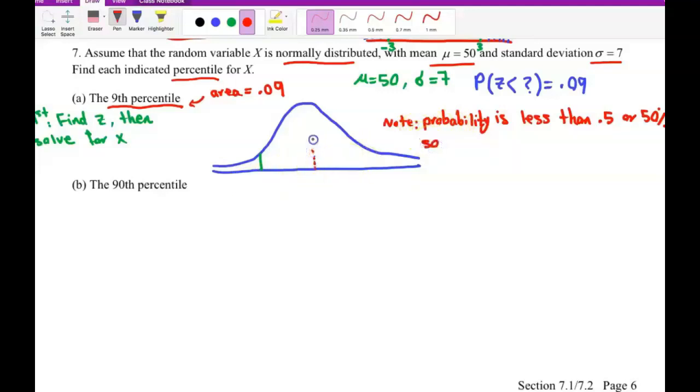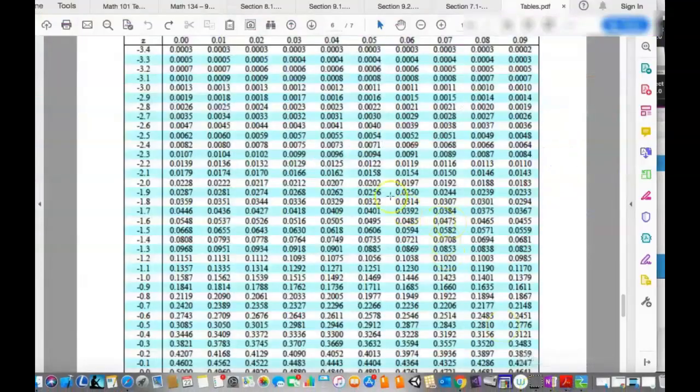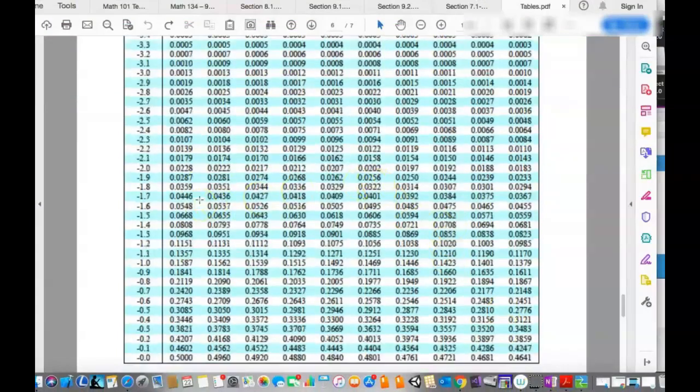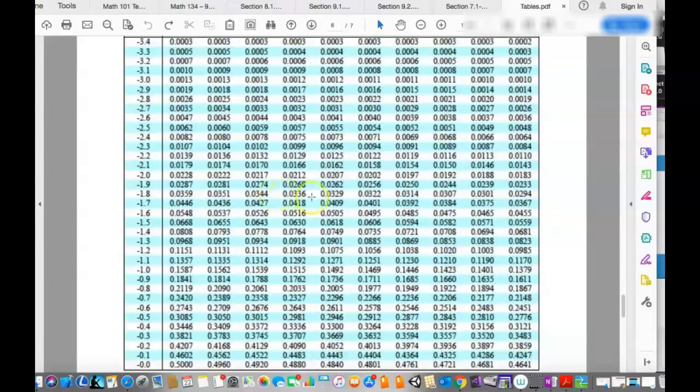Remember I said here we have z equal to 0. Since that is less than this, z equal to 0, we should have a negative number for z. So negative z-score. Okay, now use the table. In the body of the table, you need to find 0.09. Okay, let's go back. Yeah, I said we should have negative numbers. So negative.